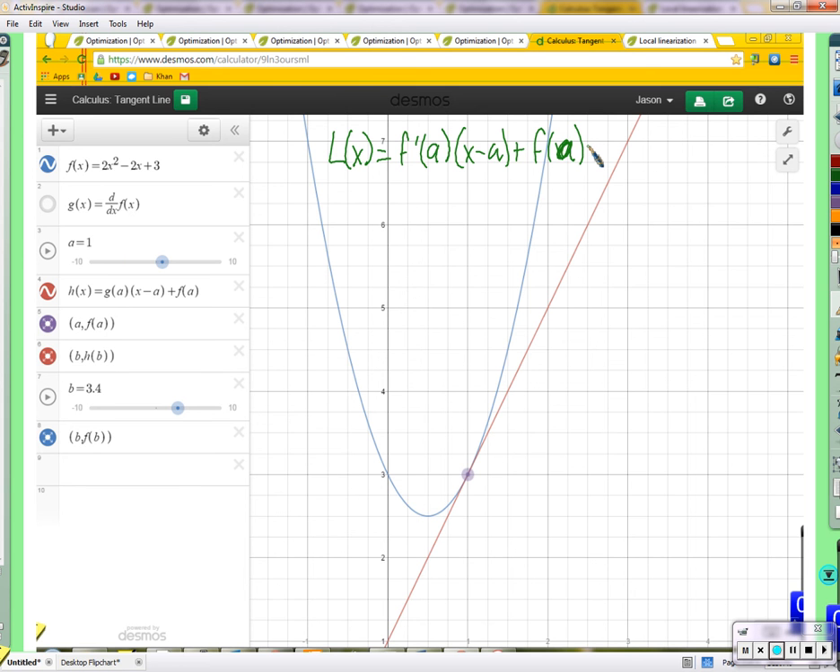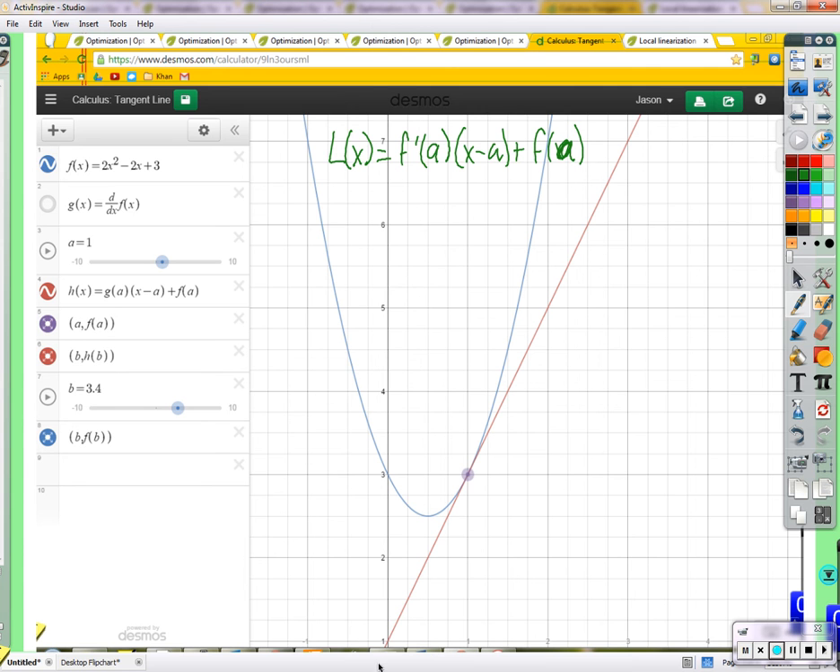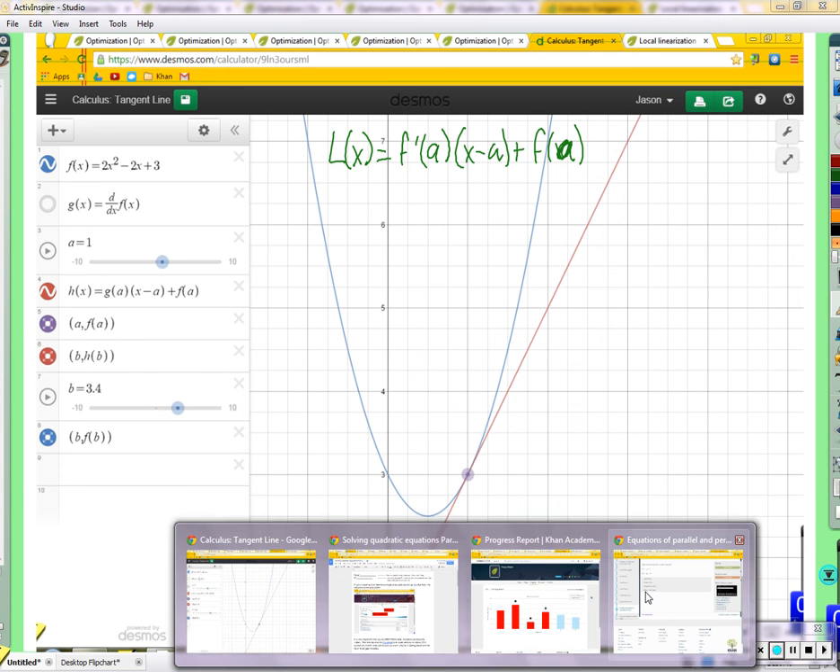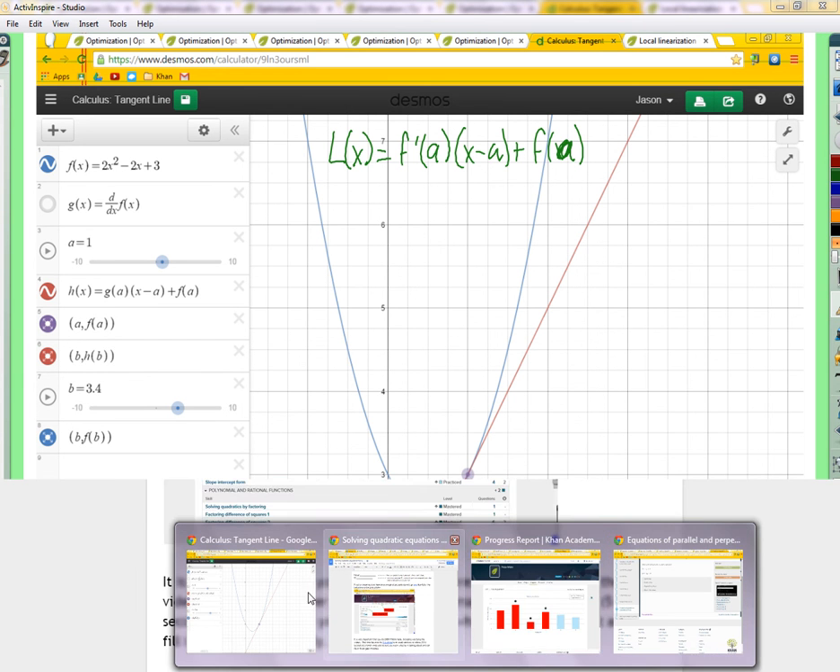I want to do this. Why are we finding these equations of these tangent lines? We want to find something called the linear approximation of the function. Linear approximation of the function. Let me show you what the linear approximation is. Bring back the cool graph we just had.